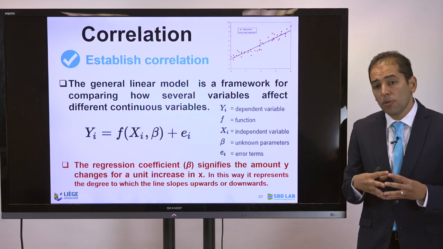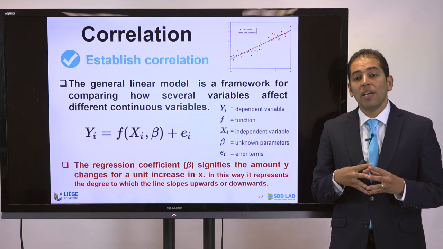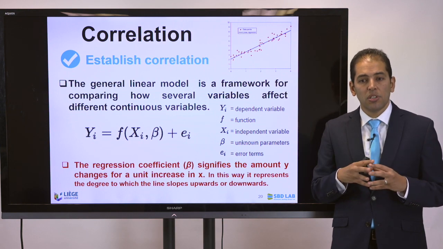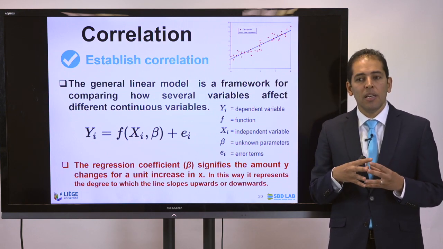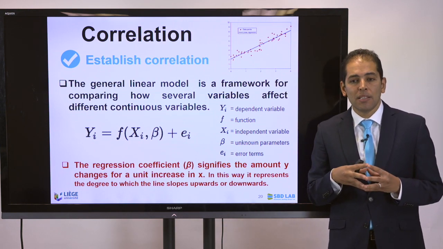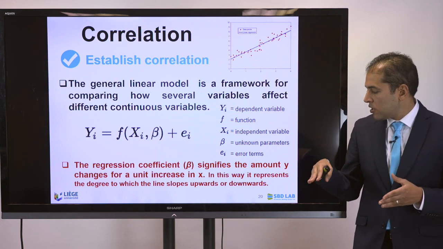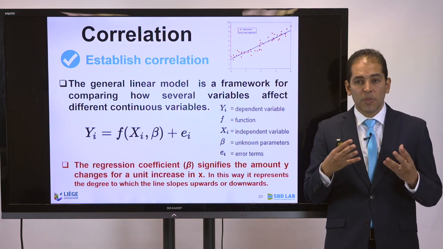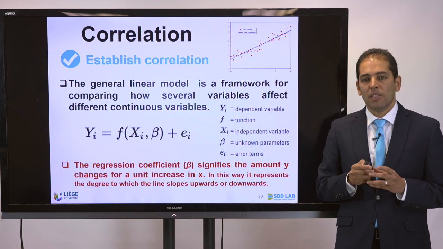So the regression coefficient beta signifies the amount y changes for a unit increase in x. In this way, it represents the degree to which the line slopes upwards or downwards. So this could also be done mathematically.